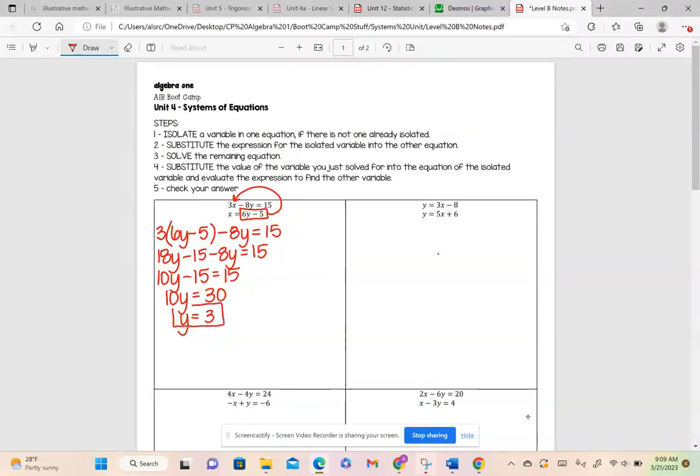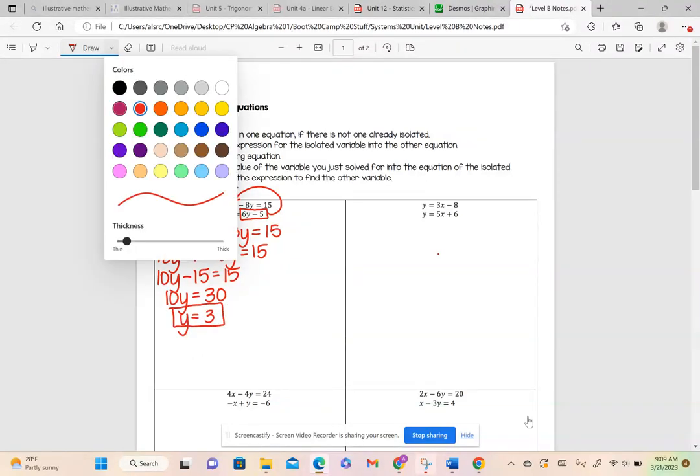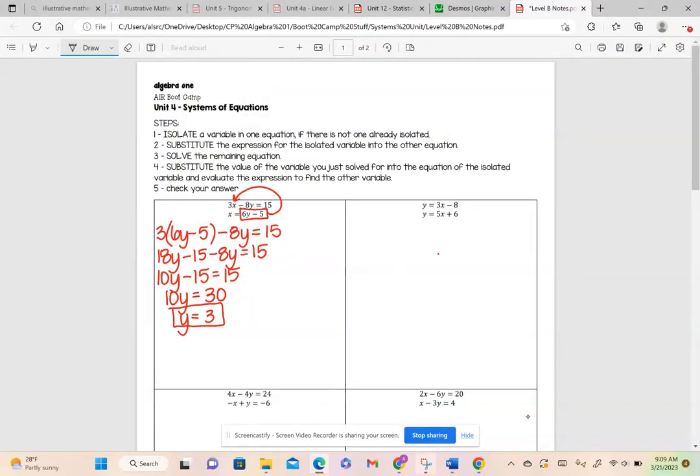That's part of it. Now what you do is you need to take what y equals and plug it into either one of your equations. I will plug it into the second one because it makes it easier. So x equals 6 instead of y, I know y equals 3, minus 5. So 6 times 3 is 18. 18 minus 5 is 13. So there's your other answer.